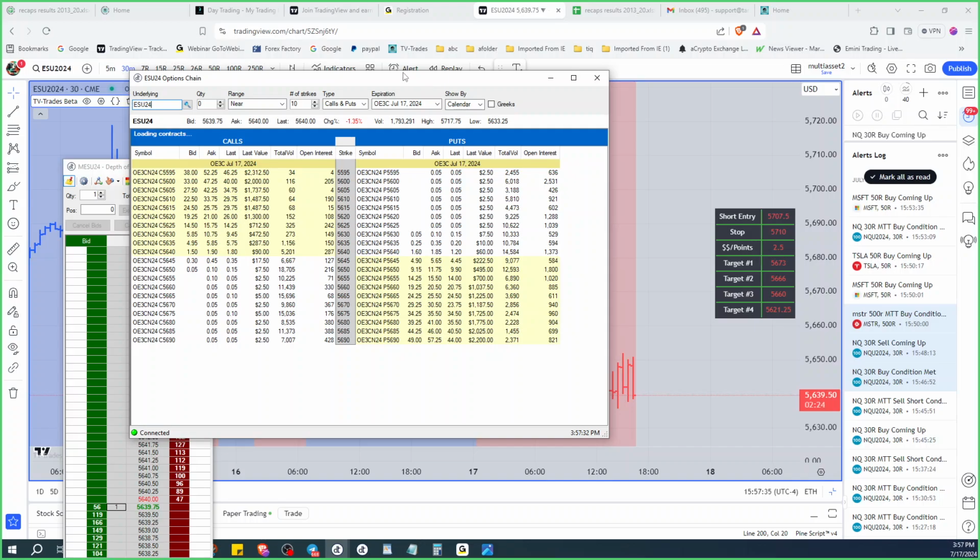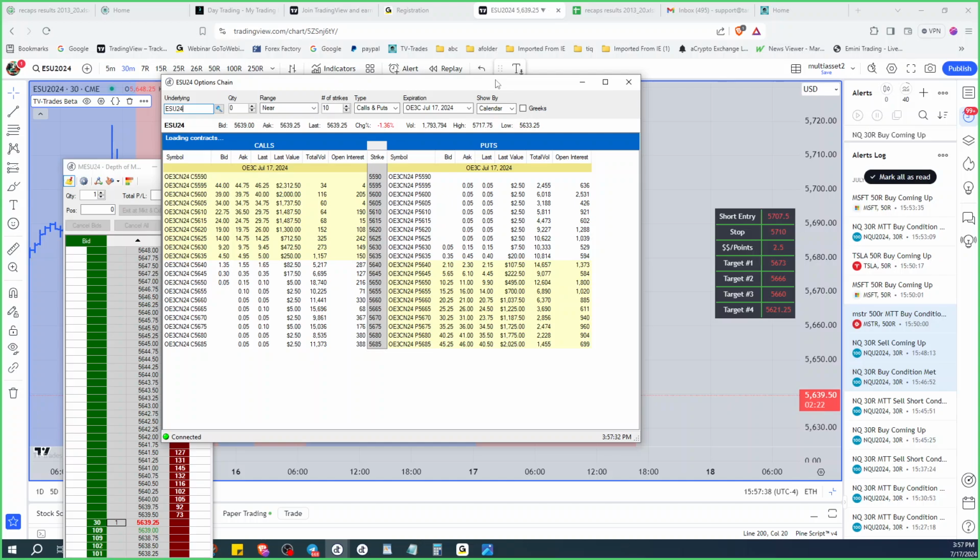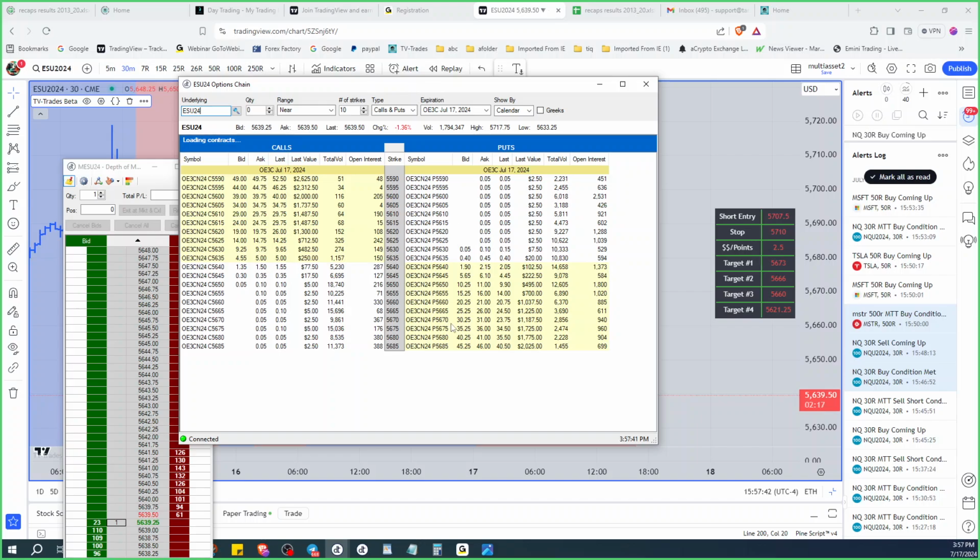The market's closing right now? No, not yet. All right, almost though. Futures options are almost closing.